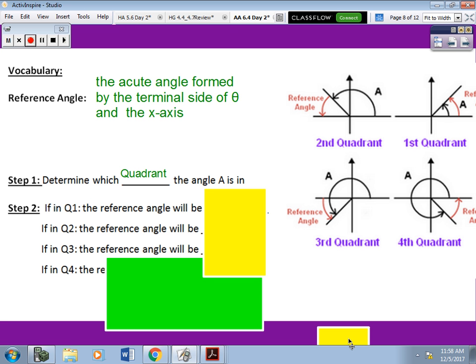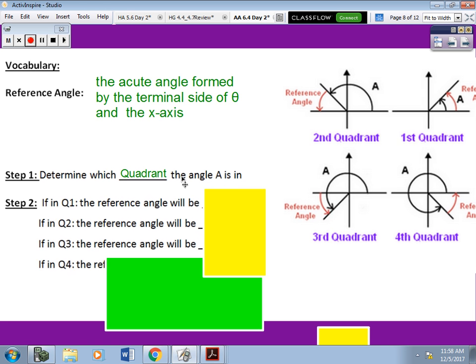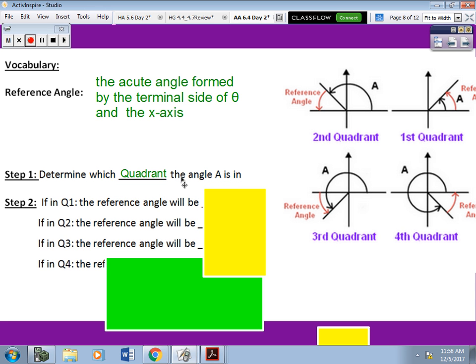And just real quickly, an acute angle, what does that mean? Less than 90 degrees, good. Greater than 0, less than 90. A small angle, yes. It's cute. Okay. If the angle is in quadrant 1, the reference angle is the angle itself. Because this angle would be acute, right? Because it's less than 90. So if it's in quadrant 1, the reference angle is the angle itself. So 45 is 45. 60 is 60. 75 is 75.